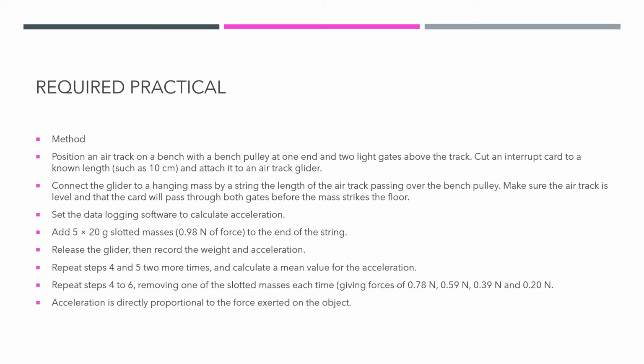Then you add masses of 20 grams, which is 0.98 newtons of force, to the end of the string. Then you release the glider and record the weight and acceleration. Repeat more times to get a mean value, and then repeat the steps with more masses as well. The conclusion we can make is that acceleration is directly proportional to the force exerted on the object.